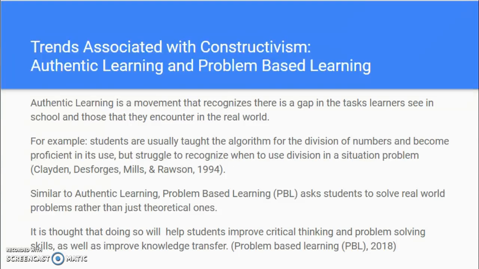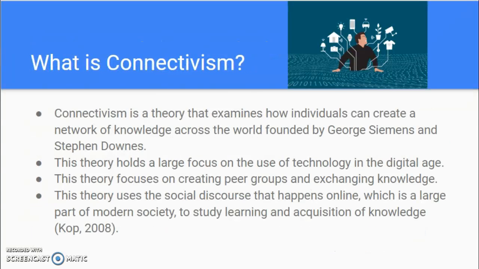Like authentic learning, problem-based learning focuses on learners solving real-world problems. This is all in an effort to improve critical thinking and problem-solving skills in learners. The final theory, connectivism, founded by George Siemens and Stephen Downes, examines how learners create networks of knowledge on a global scale. This theory is largely influenced by technology and encourages the exchange of knowledge through peer groups.